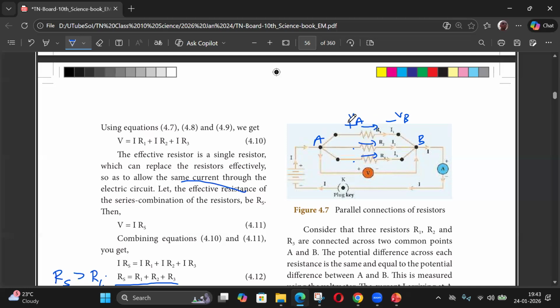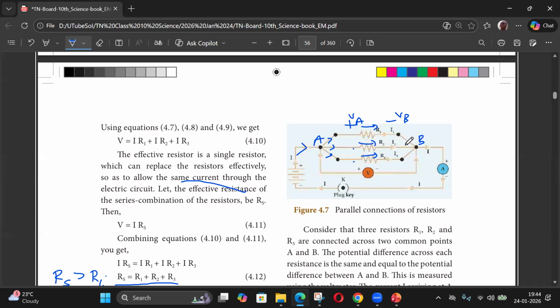VA is higher potential because current is flowing in this direction. It will come here and it splits like this. Currents will not be equal, because where the resistance is less, more current deviates there. But if the resistances are equal, it will get split equally. If this resistance is more and this resistance is less, obviously it will be easier to flow through this path, so more current will flow.